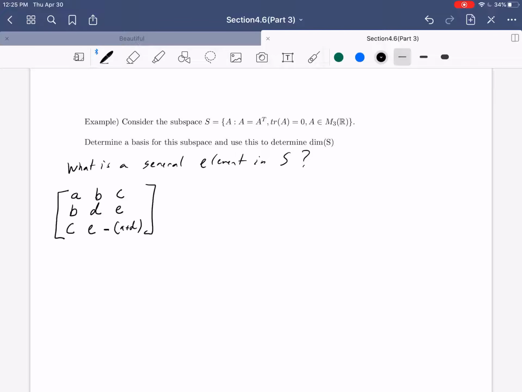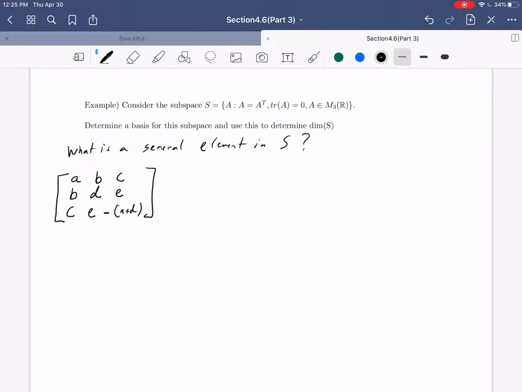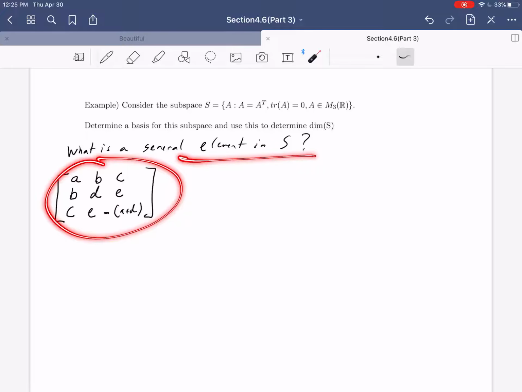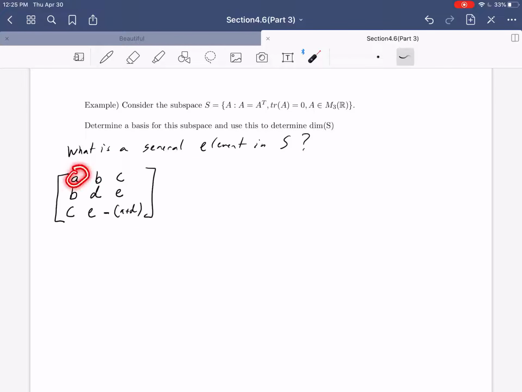So how do we translate this into a basis? Well, remember, for a basis, we want it to span this, but we also want it to be linearly independent. So there's a very easy way to do that if you know what a general element looks like. What you do is you simply let one of these free variables be equal to 1 and all the other ones be equal to 0.